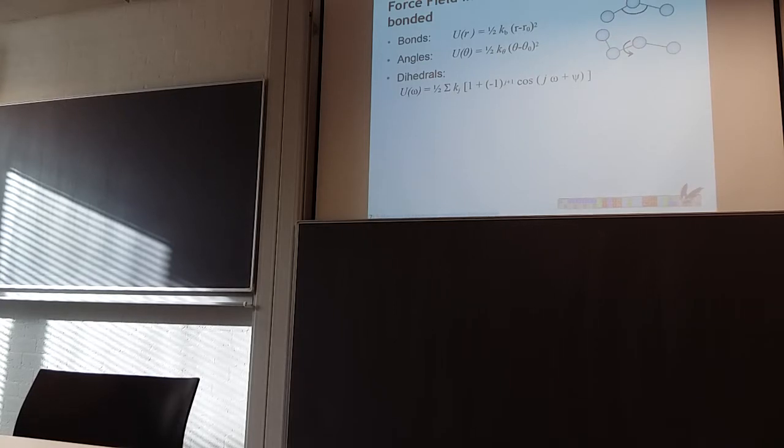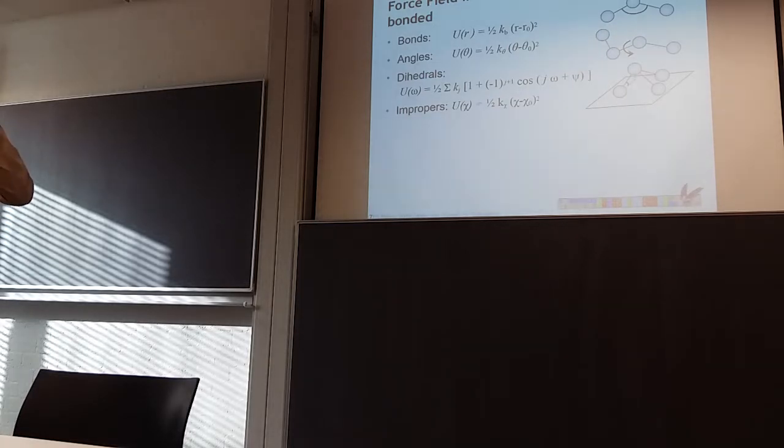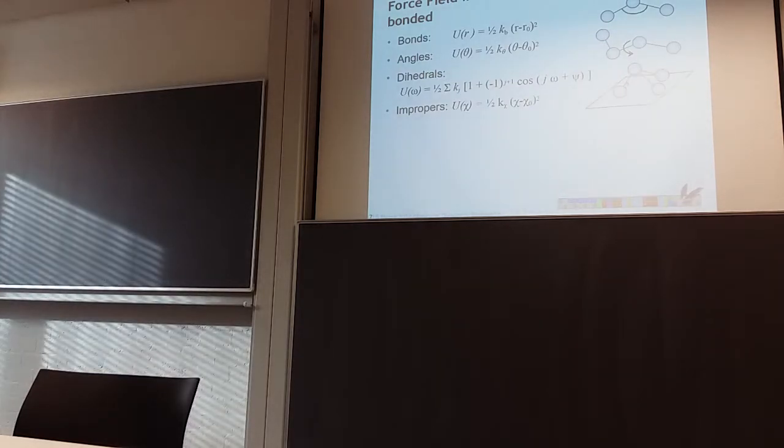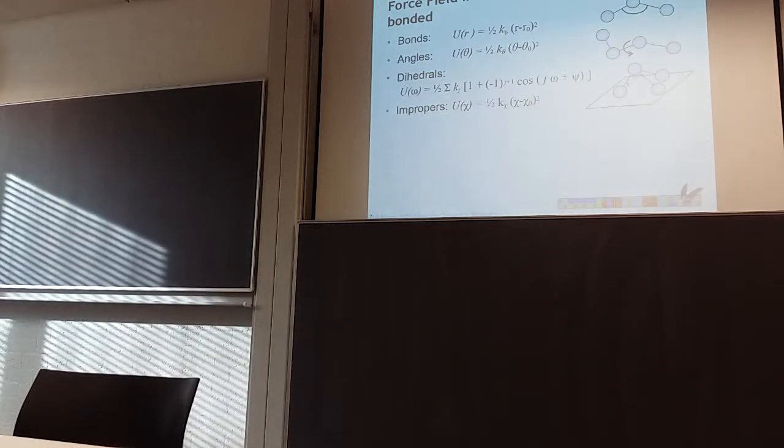So you get a periodic potential there. Now there's another one that we need. That's also a dihedral, but it's called an improper dihedral because it's not linked to rotatable bonds, but to non-rotatable bonds. Where do you find non-rotatable bonds? Double bonds, yeah. So where do we find them in proteins? The amide bond, yeah, the peptide bond.